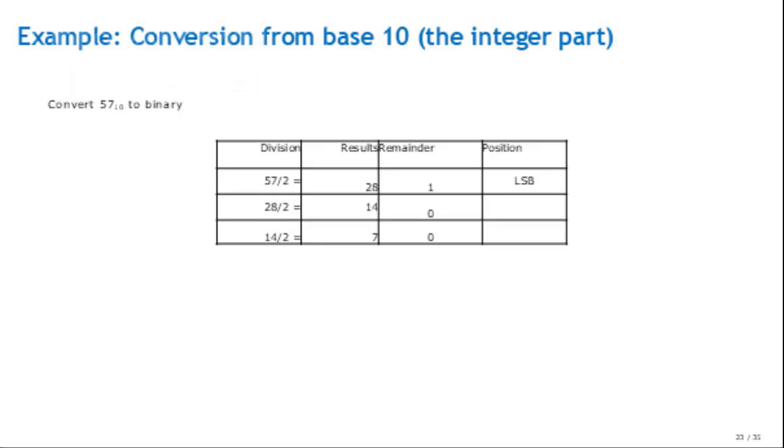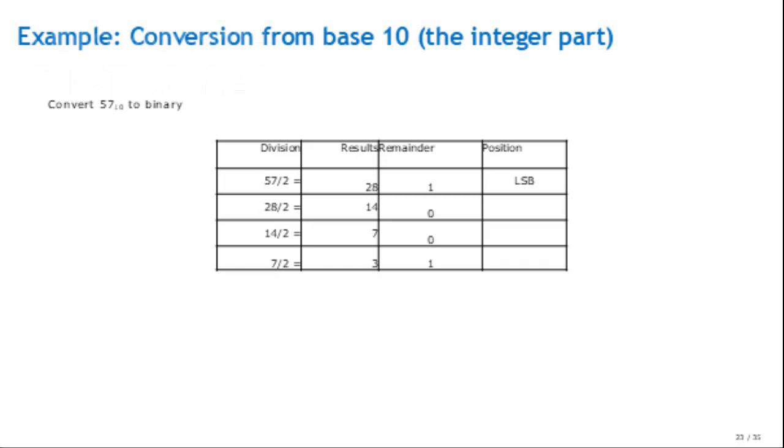As we proceed, each division step brings us closer to the final binary representation. The remainders form the binary digits from least significant to most significant bit. We continue dividing and recording remainders, ensuring each step is clear and methodical. This systematic approach guarantees accuracy in the conversion process.